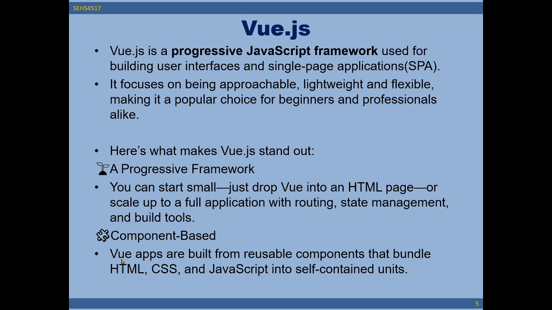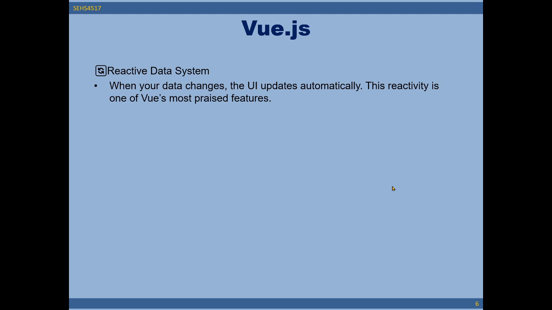As mentioned, a Vue application is built from reusable components that bundle HTML, CSS, and JavaScript into self-contained units. And we also call it a reactive data system. It means that when your data changes, the UI will update automatically. This reactivity is one of Vue's most praised features.